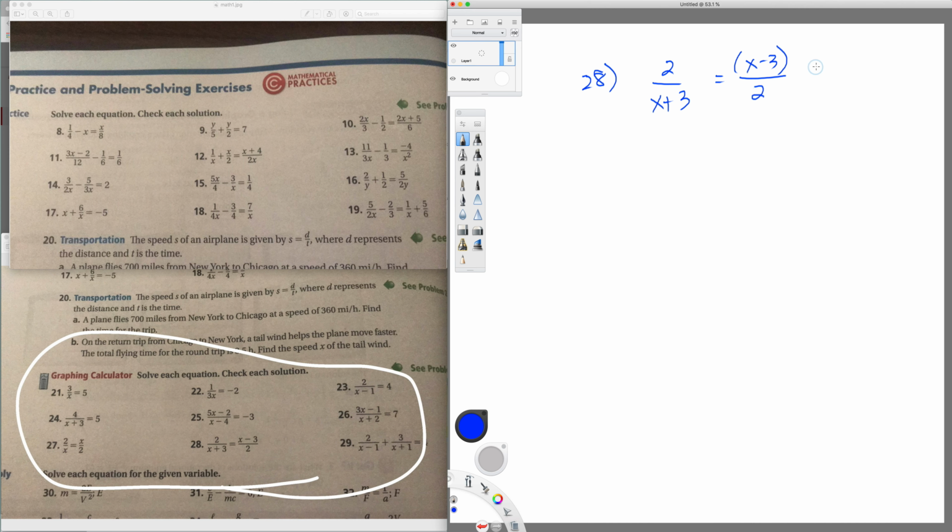So I put parentheses around that because I know I'm going to be multiplying, and I have to be careful of that. But my common denominator is going to be a 2 and an x plus 3. So a 2 and an x plus 3. Oop, 3.